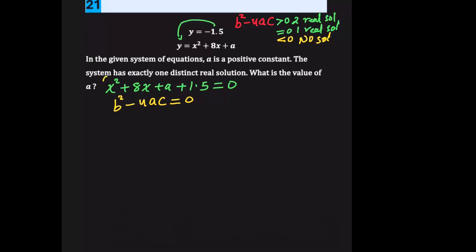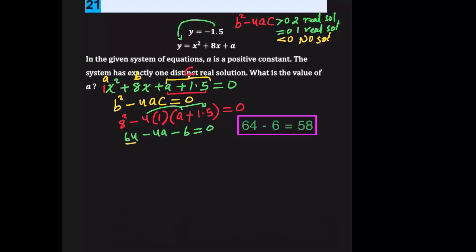The coefficient of x squared is a, b is 4, that coefficient, and c is that whole constant term. So we substitute into the expression: b squared is 8 squared, minus 4 times a, which is 1 here, times c, which is a plus 1.5, equals 0. 8 squared is 64 minus 4a, and when you distribute the 4, minus 6, equals 0.